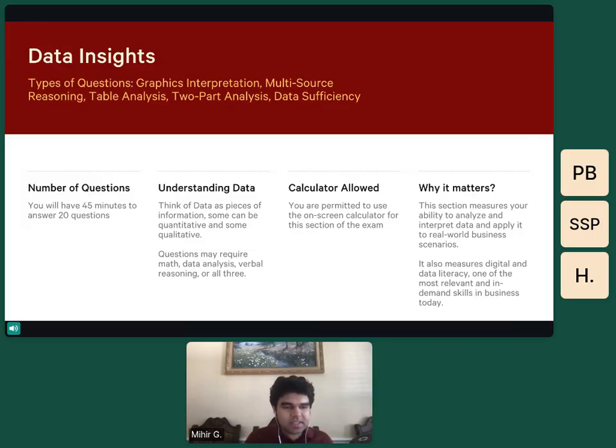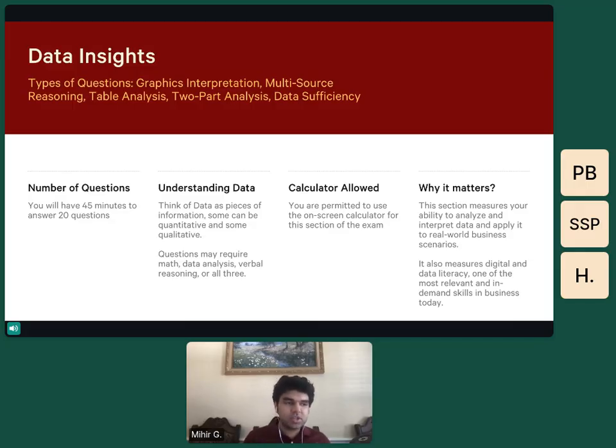Think of data as pieces of information. Some can be qualitative and some can be quantitative. Questions for the data insight section may require math, data analytics, verbal reasoning, or any combination of the 3. You'll be allowed to use an on-screen calculator for this section of the exam, and it'll be provided for you on screen. So do not bring your own calculator. You won't be permitted to use it here.